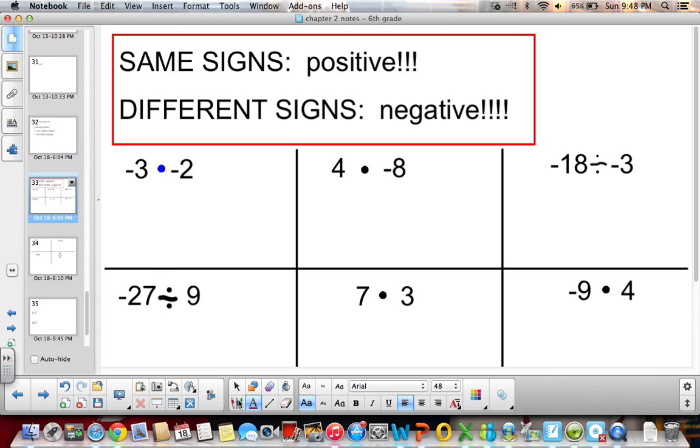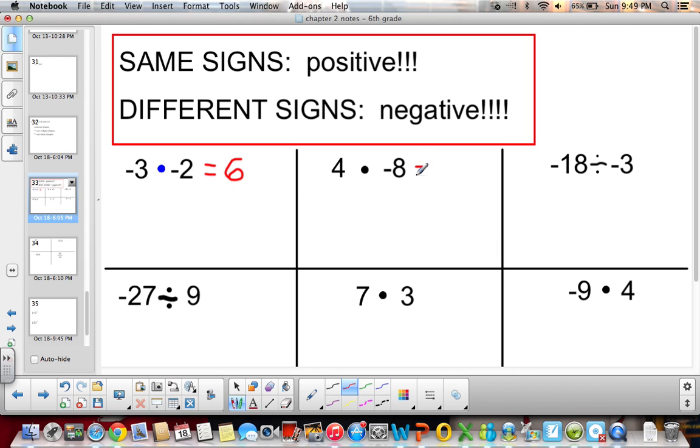So we have -3 times -2. They are both negative, which means they are the same signs. So what we do is we throw out our signs for a second, and we do 3 times 2, which we know is 6. And then since both signs are negative, it makes it positive, so our answer is 6.